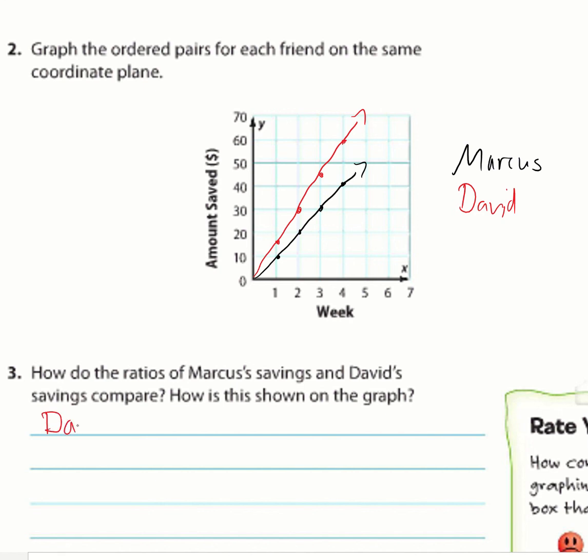And David has a greater ratio because his line is steeper.